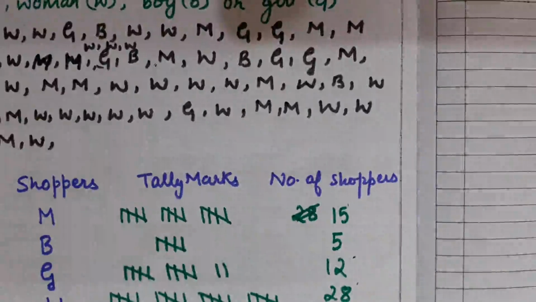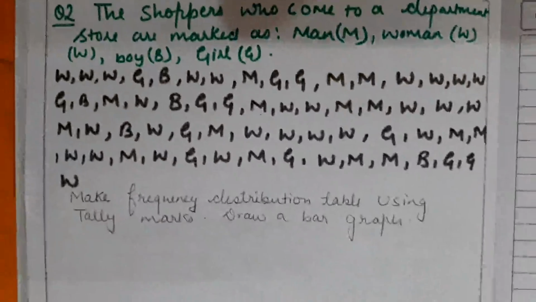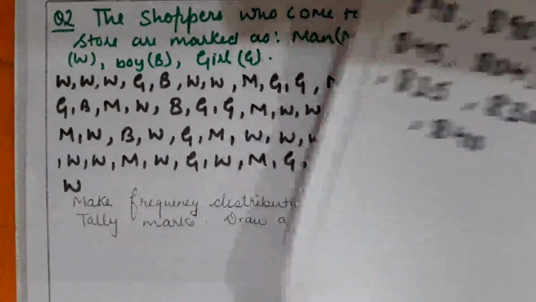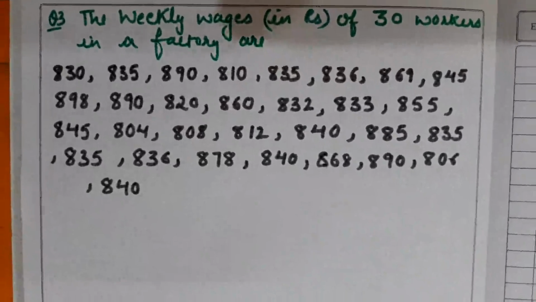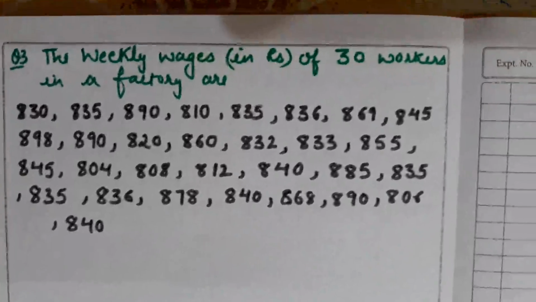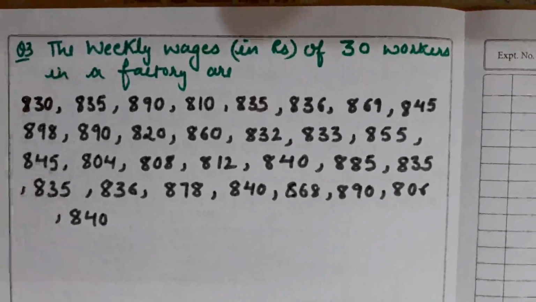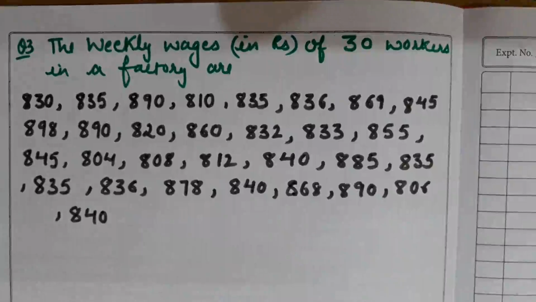Okay, with this let's move to the next question. The next question is about the weekly wages in rupees of 30 workers in a factory. In this also, scattered data is given to you, and you have to make tally marks and a frequency table with the help of the interval.